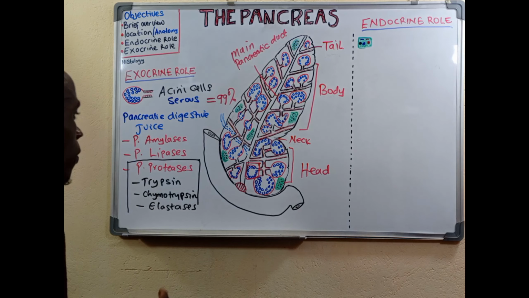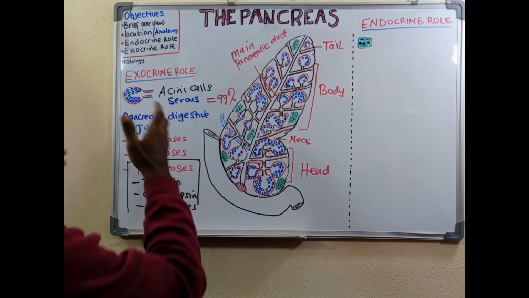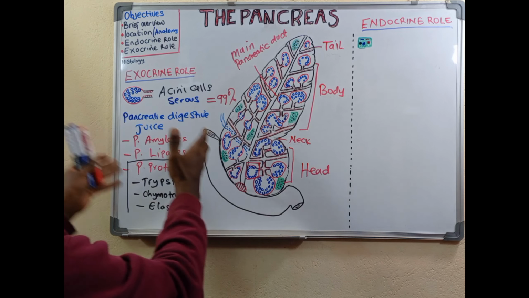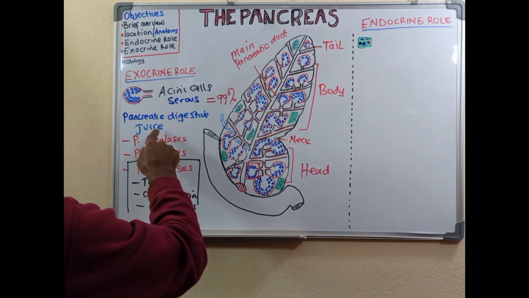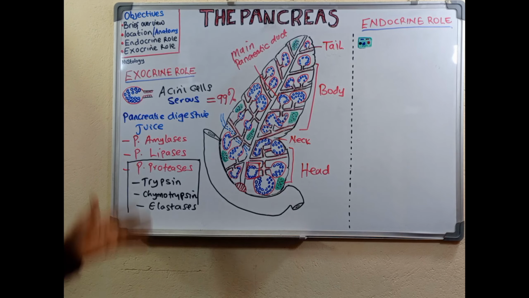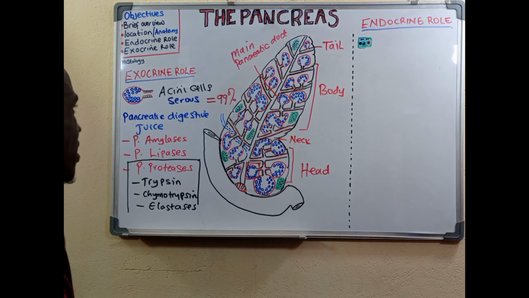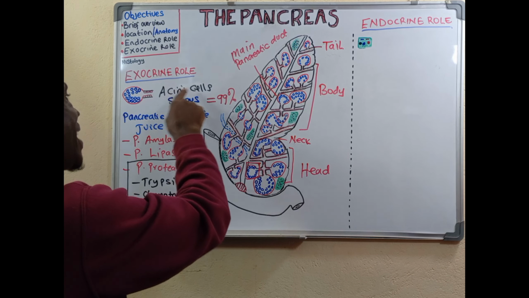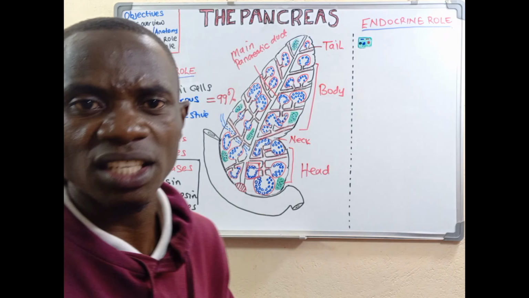Such beautiful cells. So now when we talk of the exocrine role, this is what we mean: the pancreas is going to be producing the pancreatic digestive juice to release these pancreatic digestive enzymes. Now, the question is, who is going to be triggering these acinar cells to release the pancreatic juice?